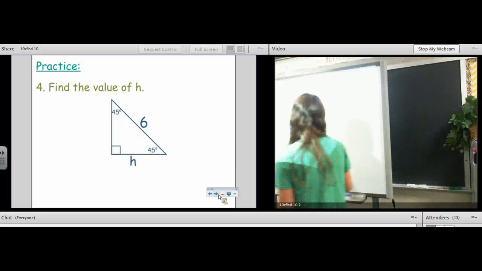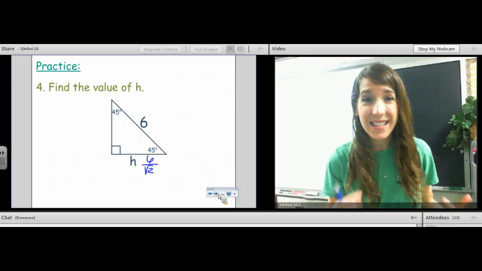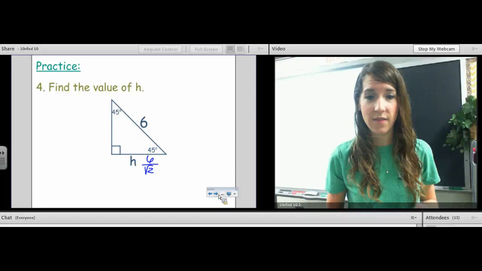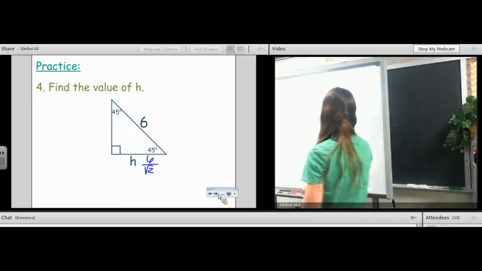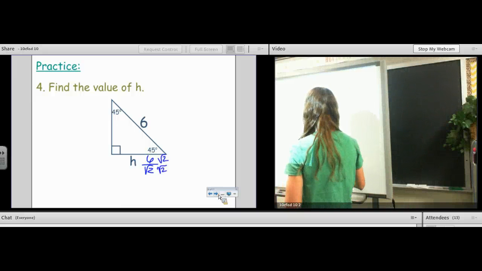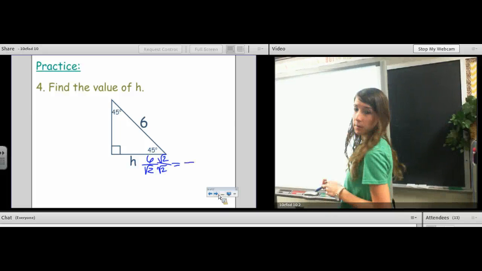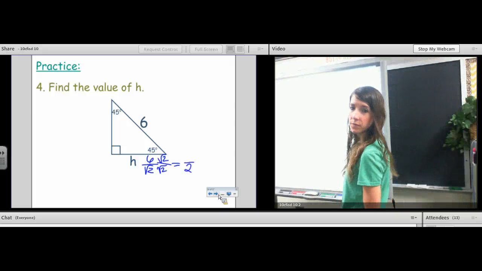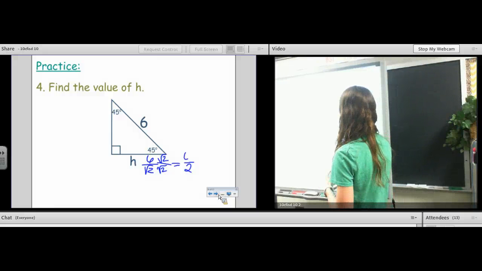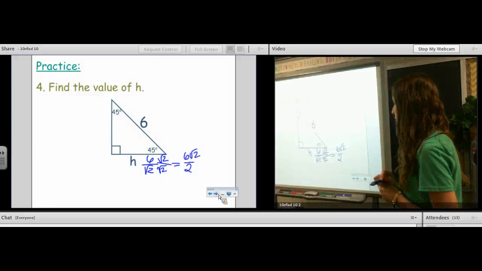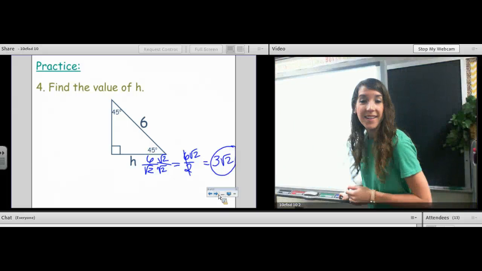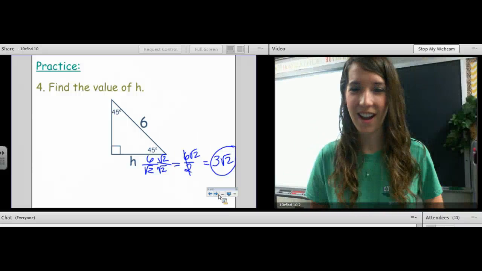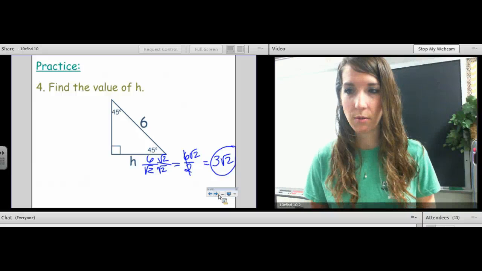H is 6 divided by root 2. I'm trying to extract a root 2 out of it because it doesn't have a root 2, so I'm pulling a root 2 out of it. But there's a radical in the denominator, so we do need to rationalize it. Square root 2 times square root 2, 2. 6 times square root 2, 6 root 2. Cancel. Very good, guys who wrote 3 root 2. So H is 3 root 2.